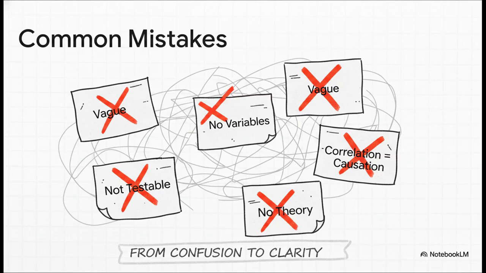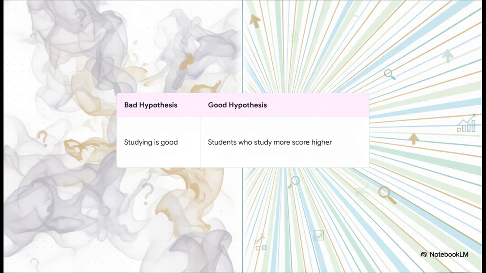No way. This starkly illustrates the difference. Think about a bad hypothesis, like studying is good. I mean, what does good even mean? How do you measure good? Contrast that with a good hypothesis. Students who study more hours score higher. It is highly specific, it's measurable, and it's totally testable. This is the standard you really need to hold yourself to.